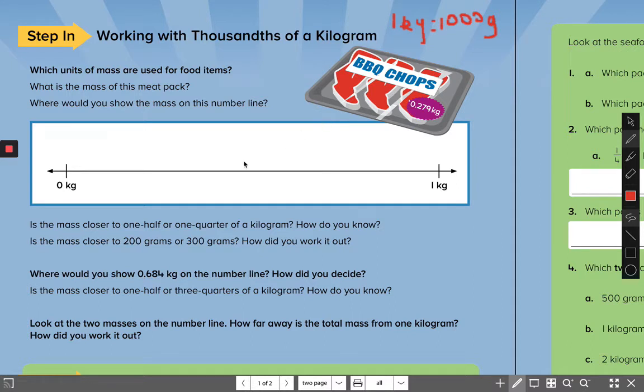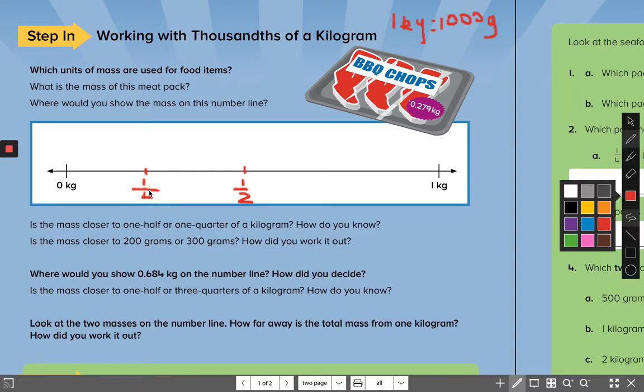Firstly, let's divide this fraction line into fractions. We know that this is going to be a half. So we're going to write 1/2. That means 1/2 of a kilogram. Then we can really say that somewhere here is going to be 1/4.